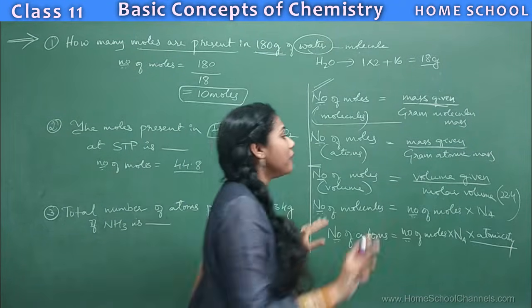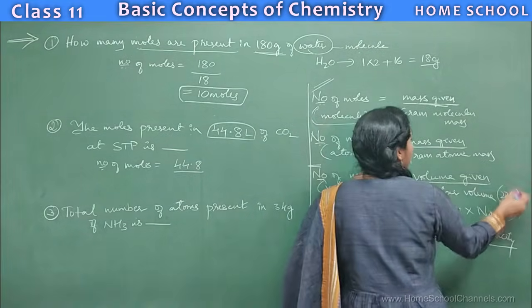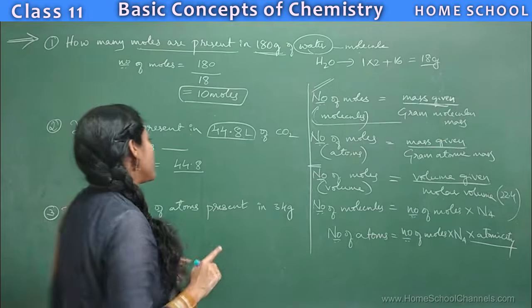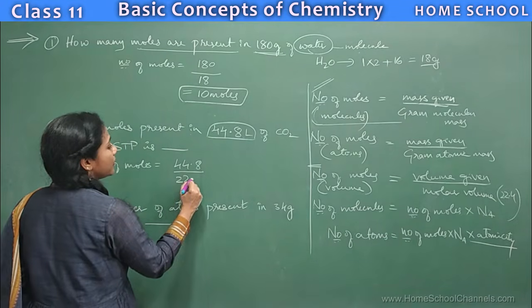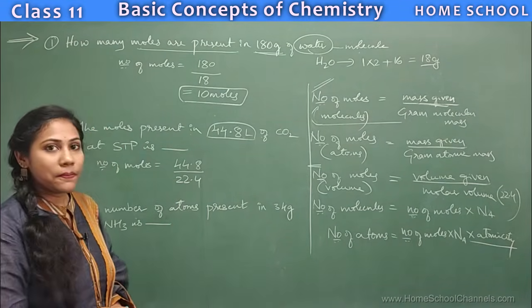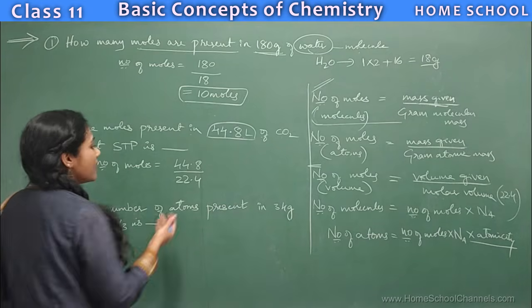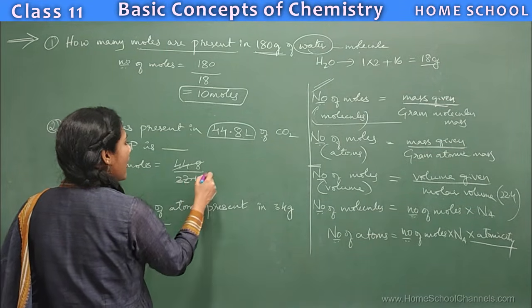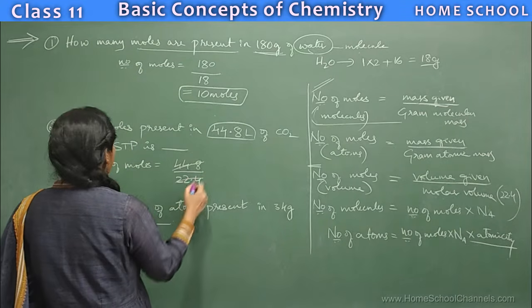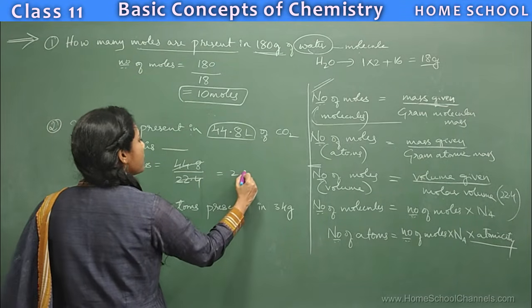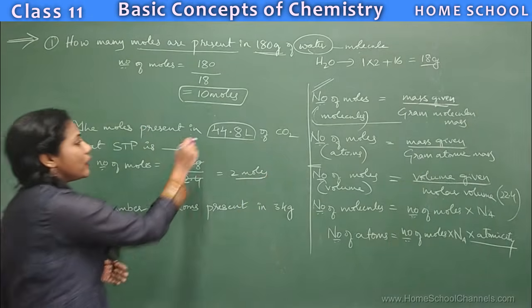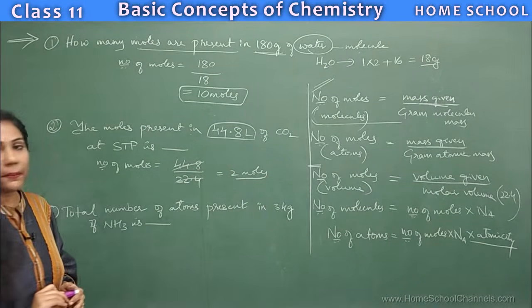So I have clearly explained about the molar volume, right? Molar volume is 22.4 liters. So here I substitute 22.4 liters. Okay. So what is the answer you will get? You would be getting ones are, twos are, right? So your answer is 2 moles. So there are 2 moles present in 44.8 liters of carbon dioxide.